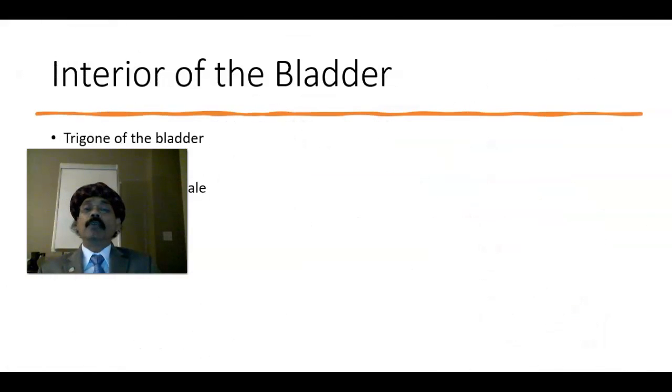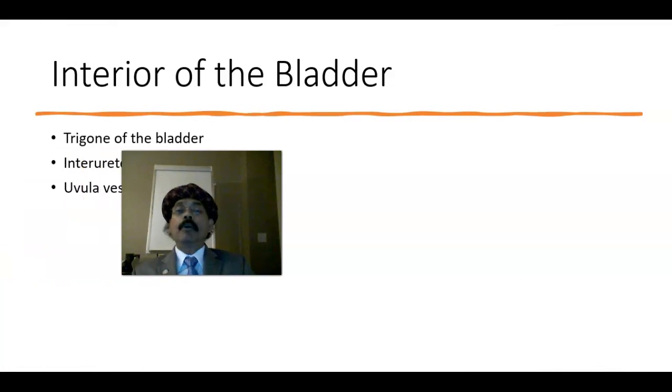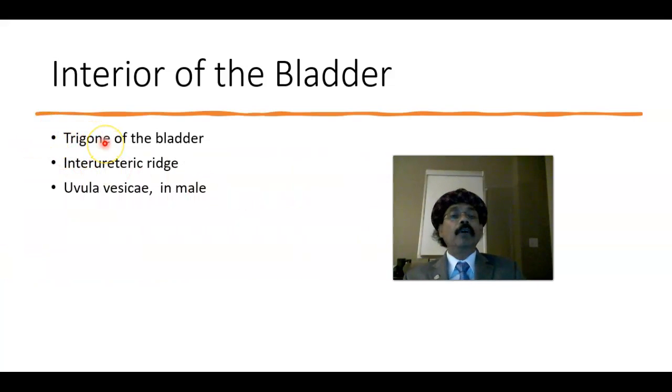Okay. So if we have gone through the interior of the bladder, what did we get? The trigone. What is the boundary of the trigone? Two ureters on both sides. Then one internal urethral opening. These 3 points form the trigone of the bladder. Interureteric ridge is the line between the left ureter and right ureter. Uvula vesicae in male, that is in the trigone area, there is some protrusion of the prostate in male, that is called uvula vesicae.